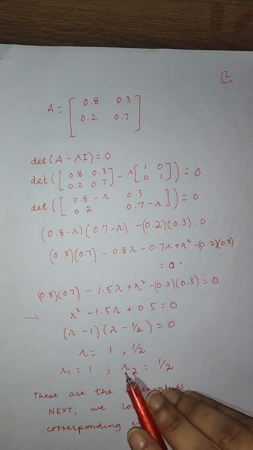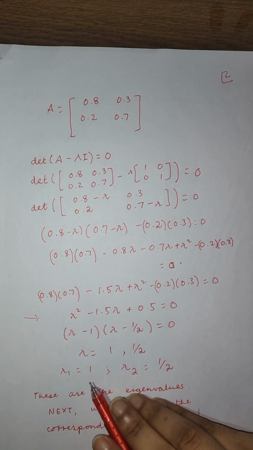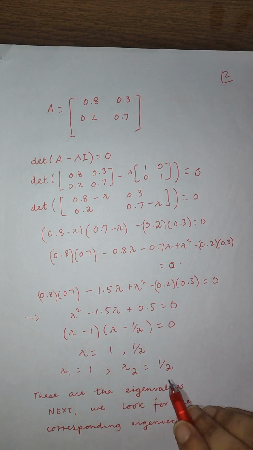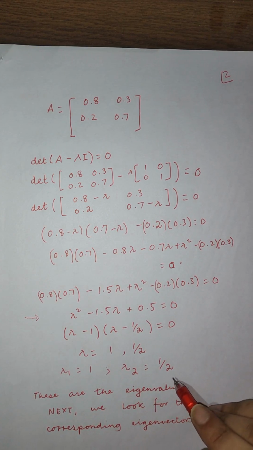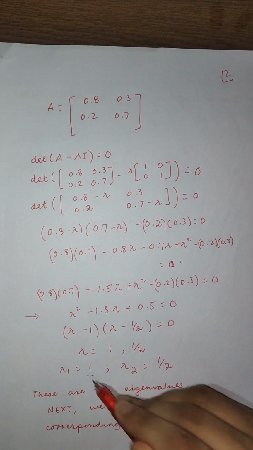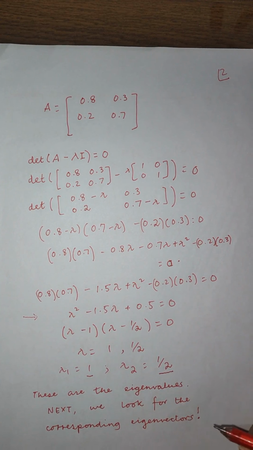That means the eigenvalue of 1 would have its own eigenvector, and the eigenvalue of 1/2 would have another corresponding eigenvector. So next we look for the corresponding eigenvectors. We need one eigenvector for this eigenvalue and another eigenvector for that eigenvalue.